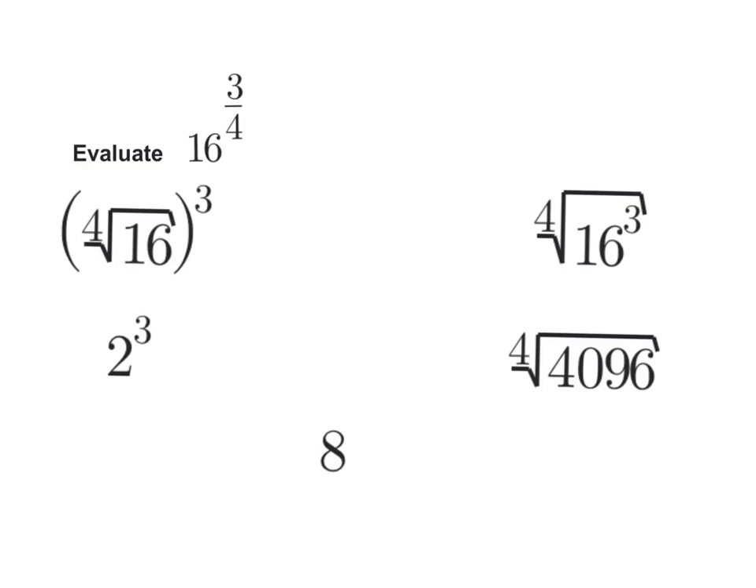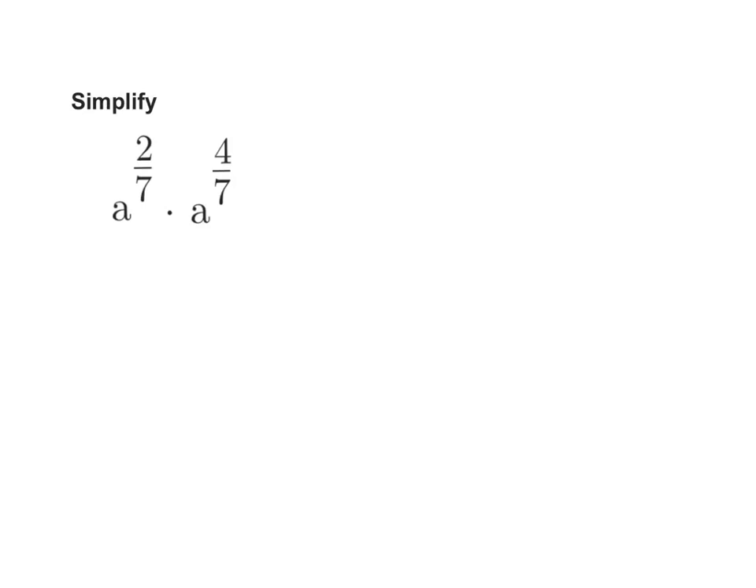There's 2 other kinds of problems that we need to look at, and it's relating our power rules. Okay, so our power rules are still going to be the same even if our powers are fractions. We still follow the same rules. So for example, this problem, this is a to the 2/7 times a to the 4/7. When I multiply with exponents that have the same base, what do you do with the powers? Add them.